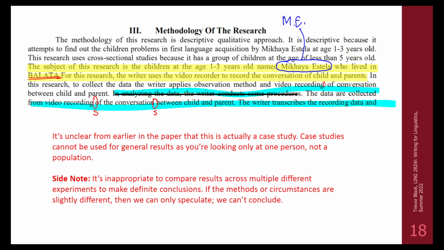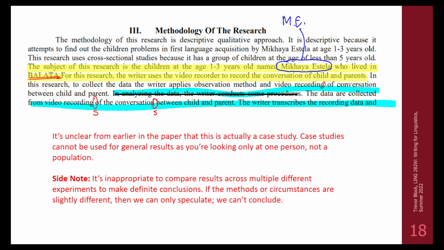So here is the methodology in their paper. I've only excluded a couple lines. It is incredibly short. There is not really any detail at all. A couple of things to point out here. They say that this attempts to find out the children problems in first language acquisition by Micaiah Estella at ages 1 to 3 years old. I don't know what that means. Does it mean that the child was examined between ages 1 and 3, or is the child somewhere between age 1 and 3? It's not very clear.